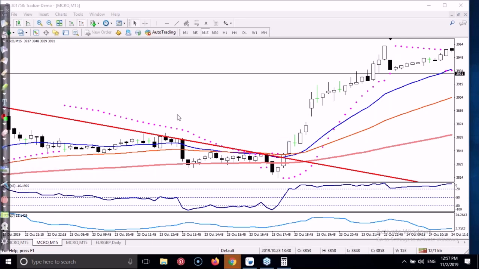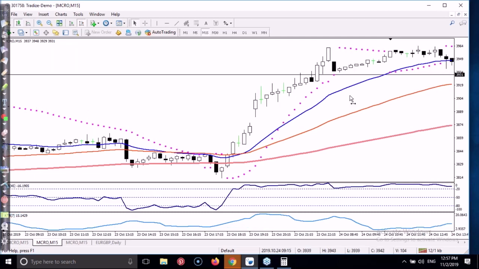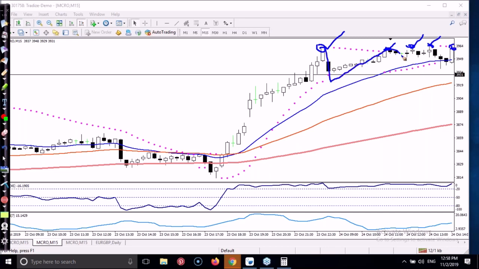Now you can see we already discussed diagonal, and now we are looking at the horizontal one, somewhere here right now. In this area, we have seen higher point, higher point, higher point, at least 5 touch points. Have you seen one touch, twice, third, fourth, fifth? Price hit this area, reversed back, hit, reversed, hit, reversed, hit. So we have seen 5 touches in this area around 3964.